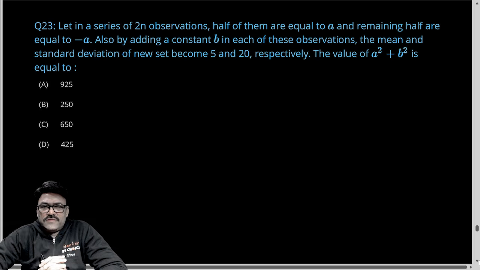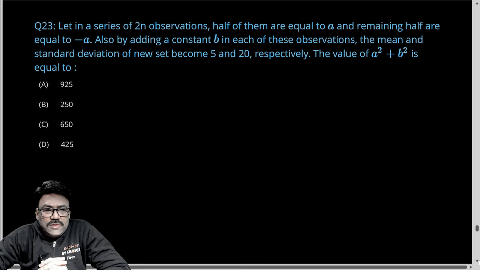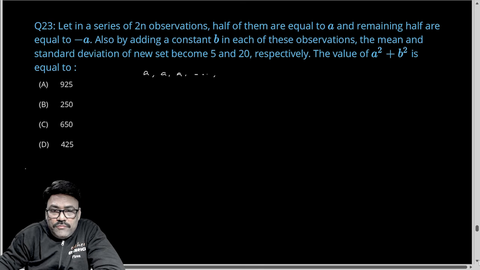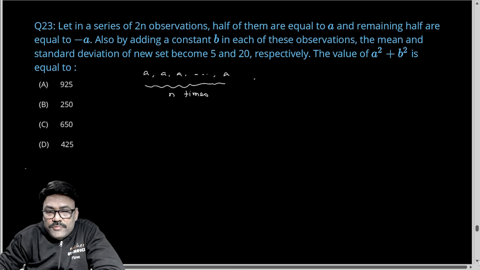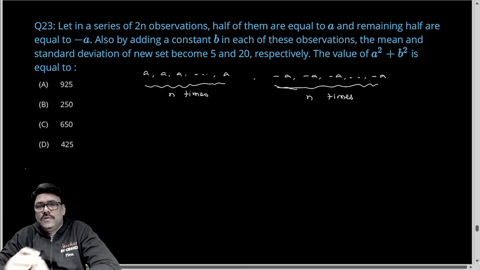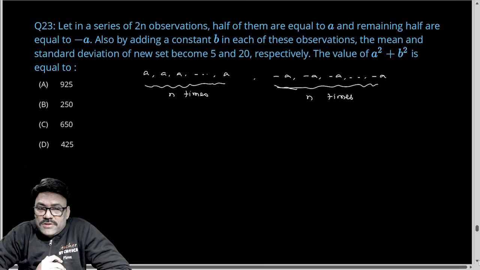See this question from statistics. They are saying that we have 2n observations and half of these observations are A. So we have A n times. And half of these observations are minus A, which is also n times. So half of these observations are A and the remaining half are minus A.